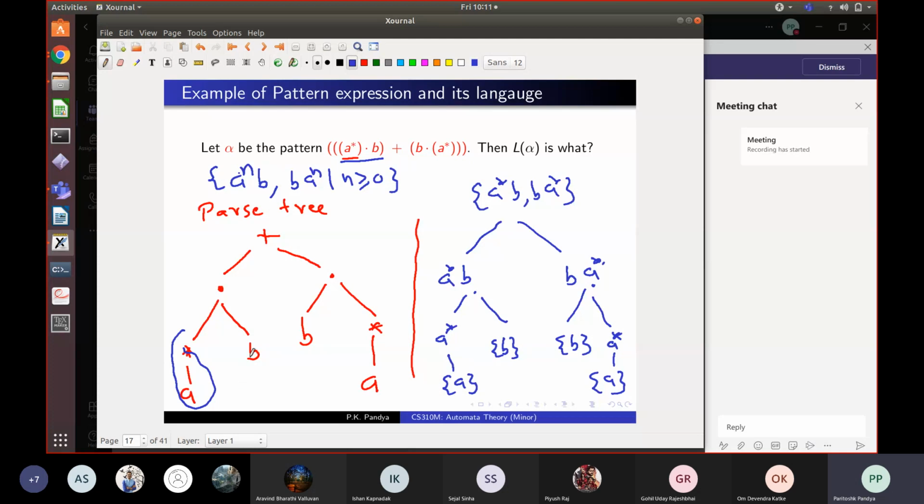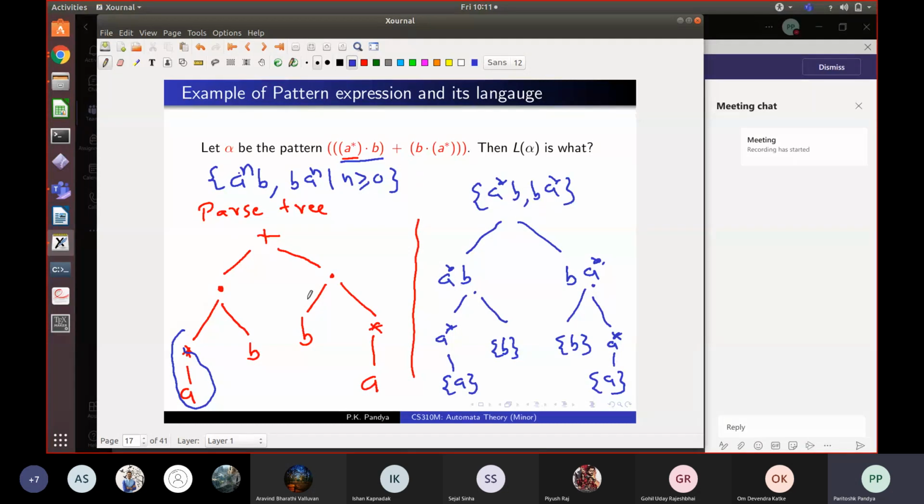So I'm calculating the language corresponding to this by first starting at the bottom, calculating its language, then applying star to it to get the language at the next level. Similarly, I start at the bottom, I calculate its language, then there's a dot operator. So this language and this language I catenate and I get this language. And similarly, I go up.